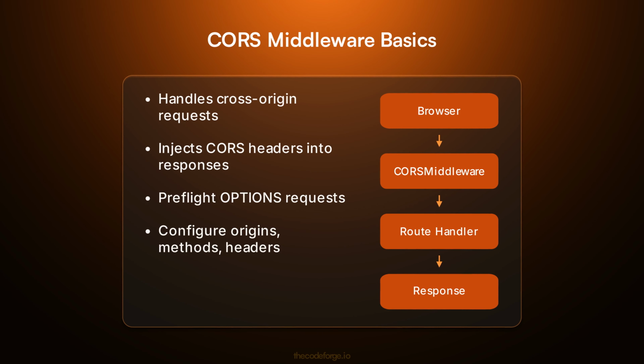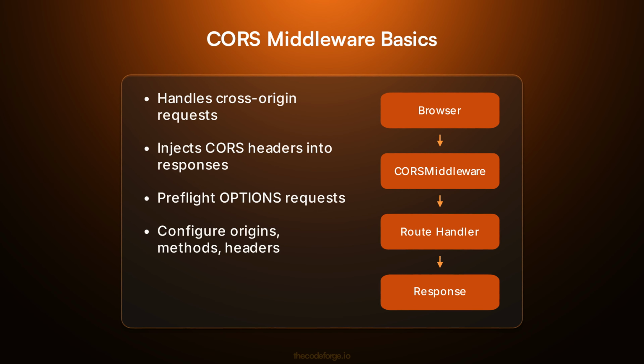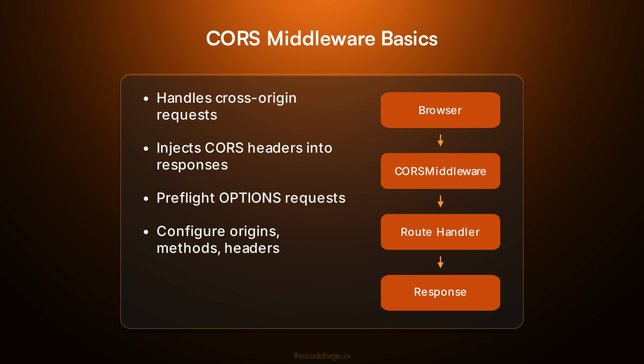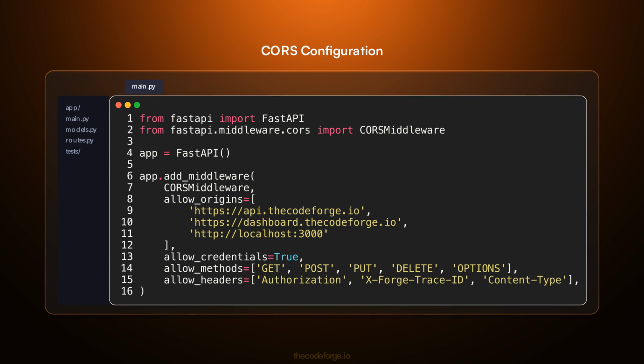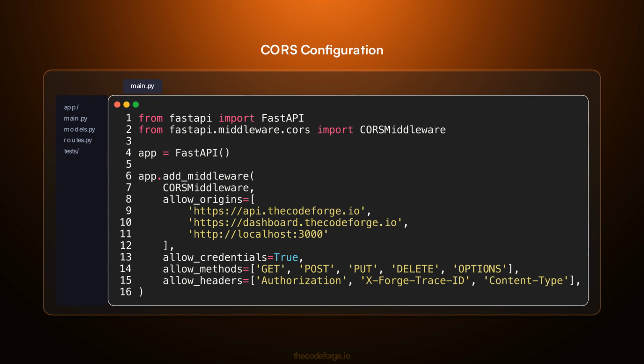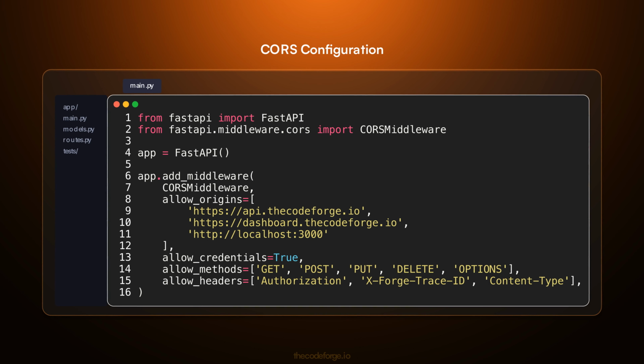CORS middleware in FastAPI intercepts every incoming request before it reaches your root handler and adds the necessary CORS headers. It's essential when your front end lives on a different domain, port, or protocol. Here's a typical CORS setup. We list specific trusted origins, enable credentials, and whitelist methods and headers. Never use a wildcard with credentials. The browser will reject it.